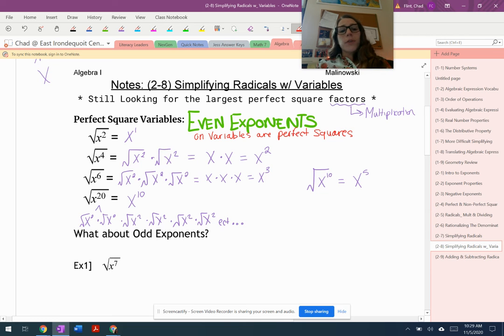All right, so we know that variables are considered perfect squares if they have those even exponents, like we saw in our previous examples. So that leaves the question, what about odd exponents?